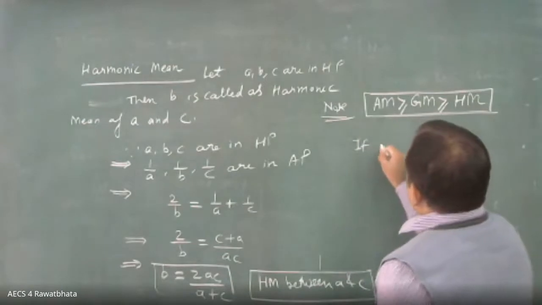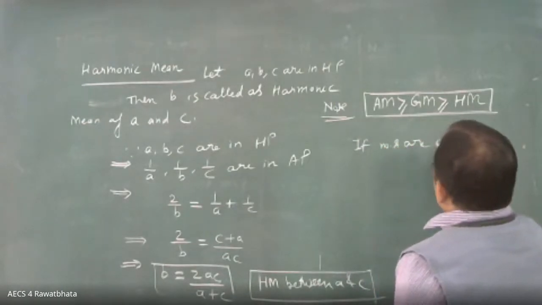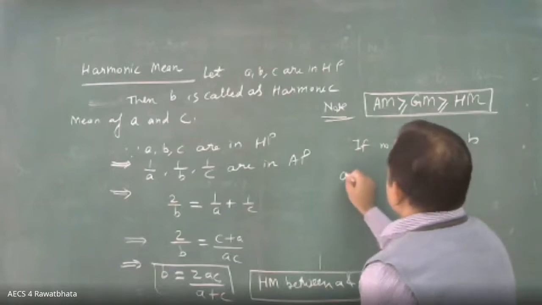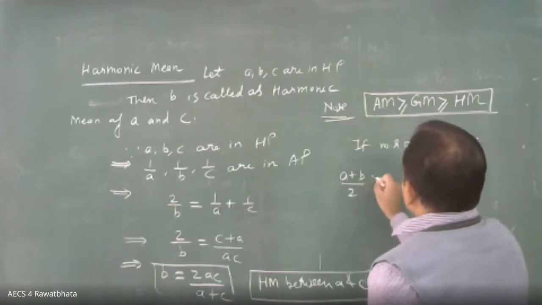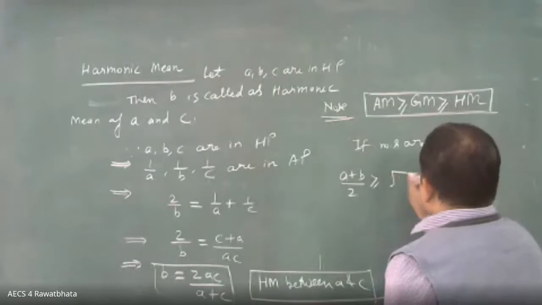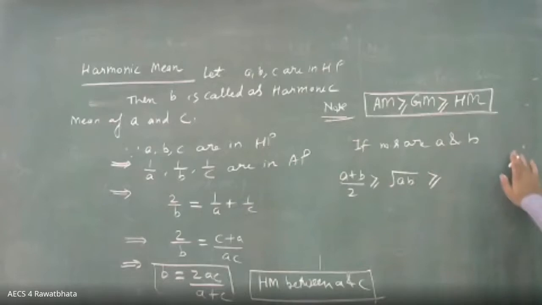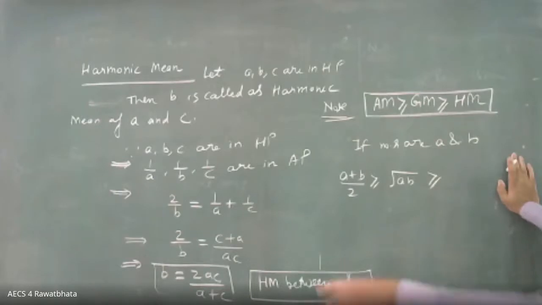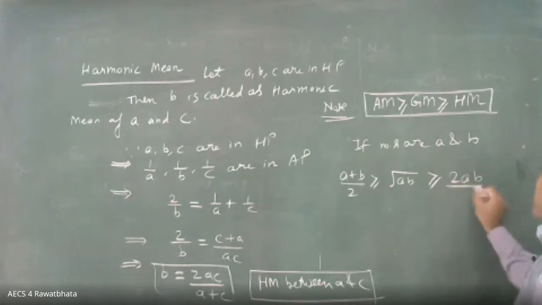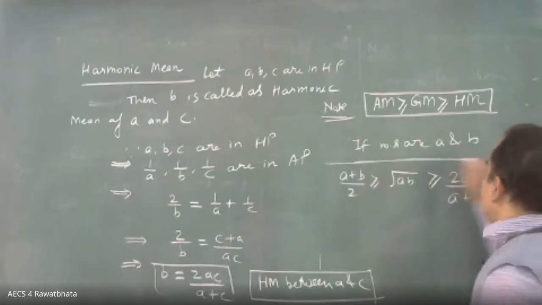If the numbers are A and B, then AM will become (A plus B) whole upon 2, greater than or equal to GM, which will become root AB, greater than or equal to, and what should be the HM? Students, what should be the HM between A and B? This is the HM formula. So HM will be 2AB whole upon A plus B.